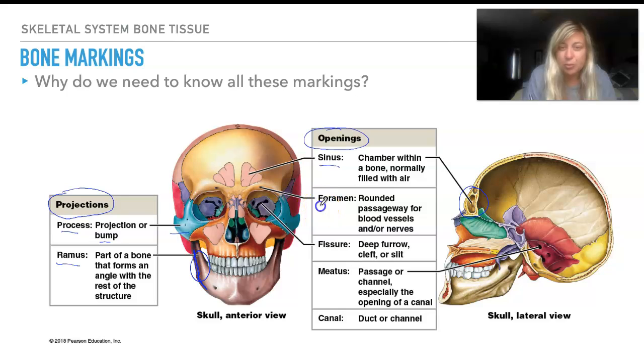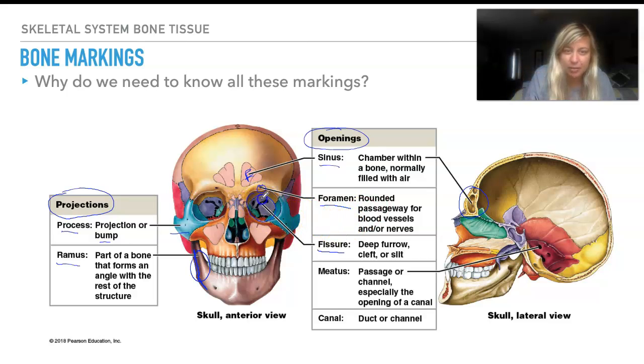Another name for an opening is a foramen, and so this is going to be a passageway where blood vessels or nerves run through. This particular sinus, I forgot to mention, is in the frontal bone, so this is the frontal sinus. These are the foramen. This particular foramen here, this is the orbit of the eye, and it's above it, so it's the supraorbital foramen. Another name for an opening is a fissure, and so this is not going to be a round opening, but it's going to be more like a slit.